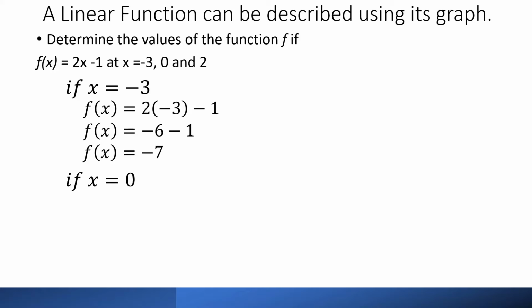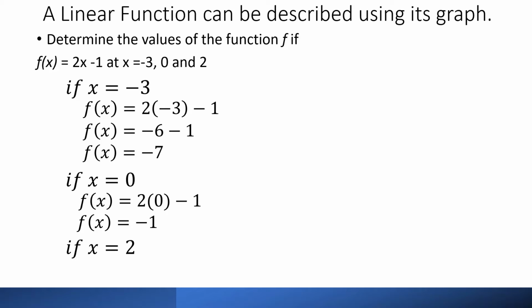So, if x now is equal to 0, we have f of x is equal to 2 times 0 minus 1. And that will give you negative 1. And if x is equal to 2, we have f of x is equal to 2 times 2 minus 1. And that will give you 3.